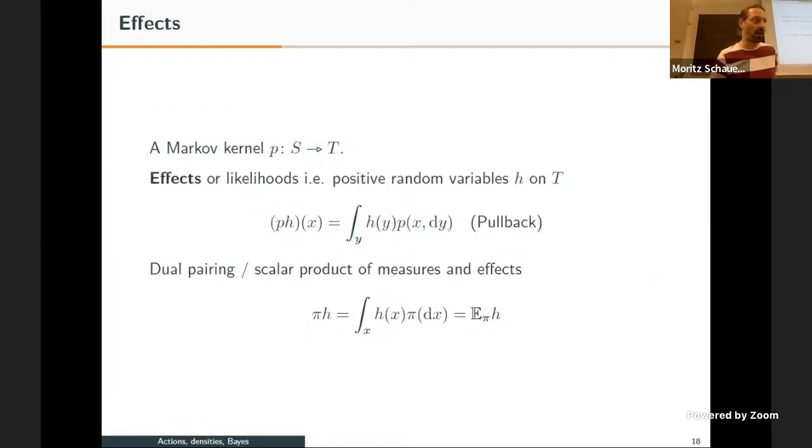Like I had now the action on measures, I want to have the action on functions. So now I'm taking a function h on T, and I define, as you would expect, Ph as the pullback of h under the kernel. And if I have both, then I'm getting something like a scalar product, which plays the same role as the denominator in my example where I was computing row vector times column vector. And now it's a measure composed with a function, and that's just the expectation of h under P.